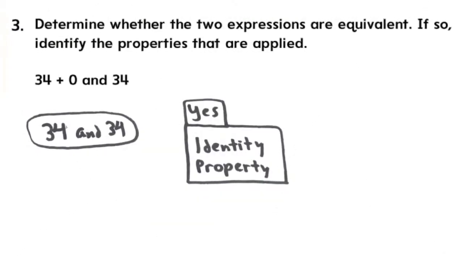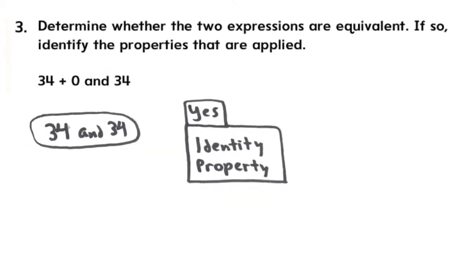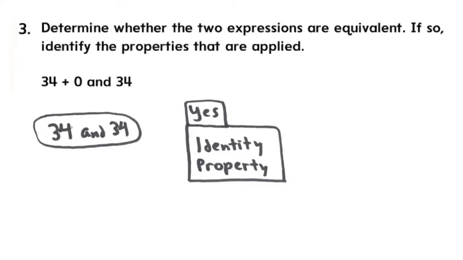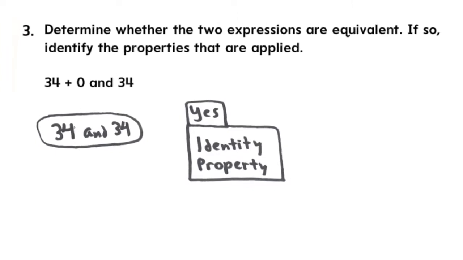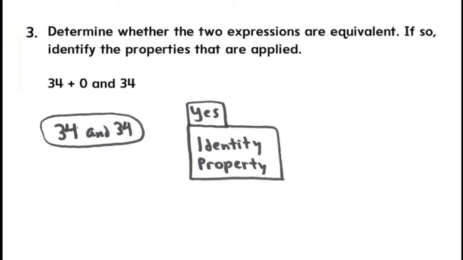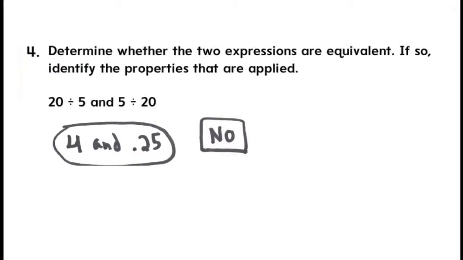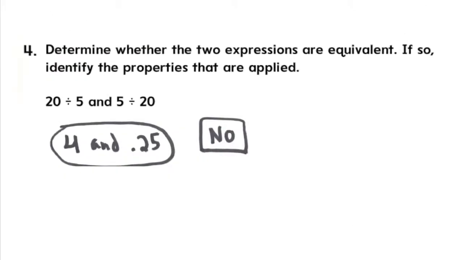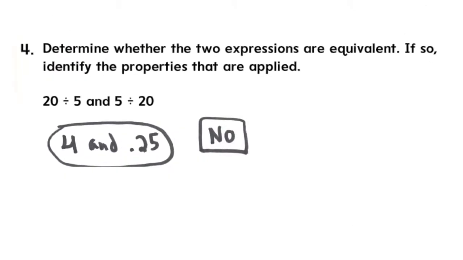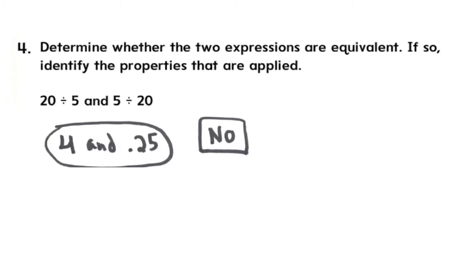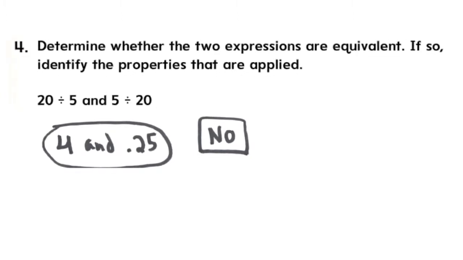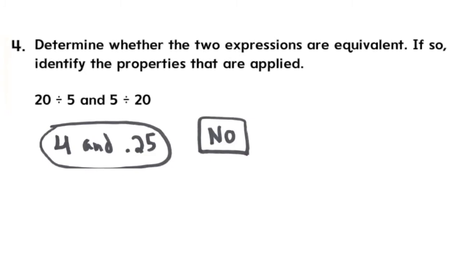In this one, they're asking you if 34 plus 0 is the same as 34. The answer is yes. And if you refer back to your properties, you will see that this is the identity property. In this example, if you were to divide 20 by 5 and 5 by 20, you would see that they are not going to give you the same solution. So in this one, they are not equivalent and no property was being used.